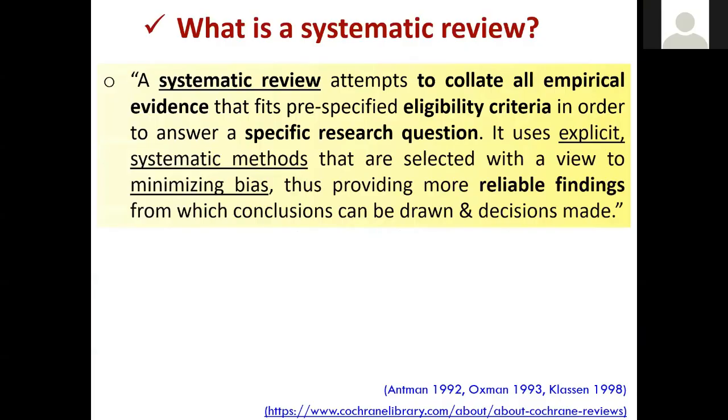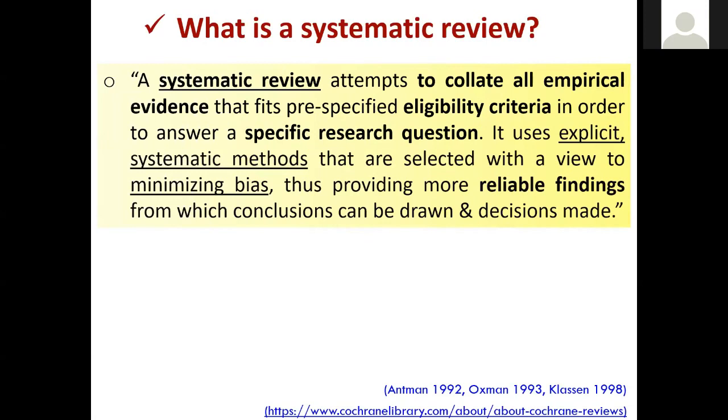So beginning with the first part, what do we understand by a systematic review? There are a number of definitions. There is one which says that a systematic review attempts to collate all empirical evidence that fits pre-specified eligibility criteria in order to answer a specific research question. It uses explicit systematic methods that are selected with a view to minimizing bias, thus providing more reliable findings from which conclusions can be drawn and decisions are made.